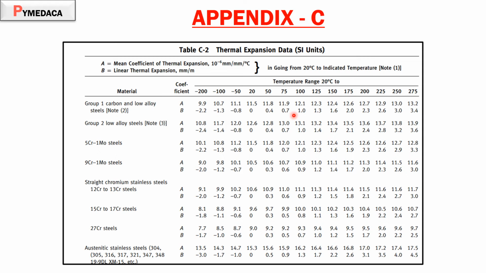What is our temperature? It is 85 degrees Celsius, so somewhere between 75 and 100 degrees Celsius, roughly. You don't have to be accurate, because this is not a critical line, but at least you have to understand. For 75 degrees Celsius, the line expands 0.7 mm per meter. You have to understand this is per meter. So if you have 10 meters of piping, then the line will expand 7 mm.